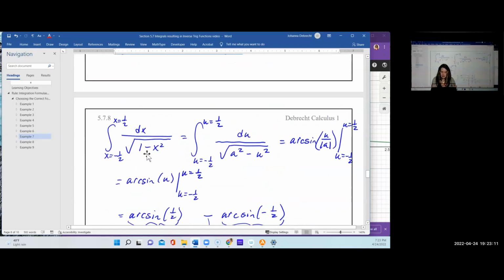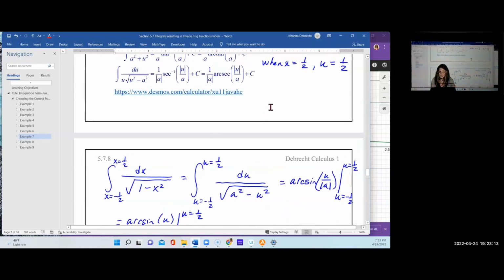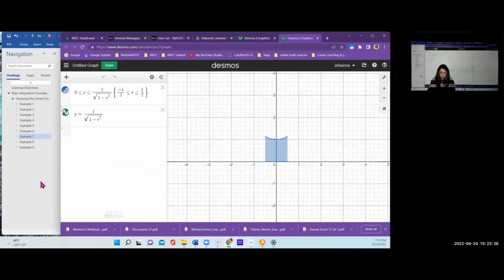Now let's see if I added in a link to look at the graph. You can see right here that I did add in a link to look at the graph. So let's go ahead and click on this and take a look at the area under the original curve.